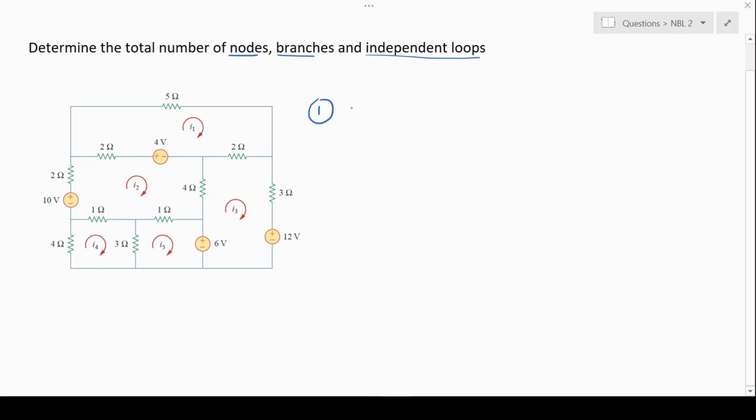So we know that number one, the number of branches is equal to the number of elements in the circuit. So let's count the number of elements. That will be 1, 2, 3, 4, 5, 6, 7, 8, 9, 10, 11, 12, 13, and 14. So the number of branches is equal to 14.